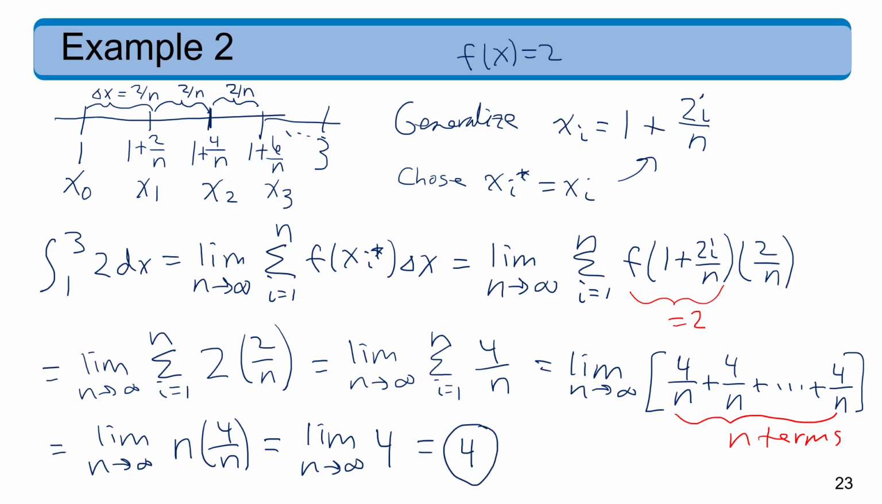This is the same answer we got for part A, right? So in both methods, we concluded the value of this definite integral, which I need to correct here. The function we integrated was just 2, equals 4.